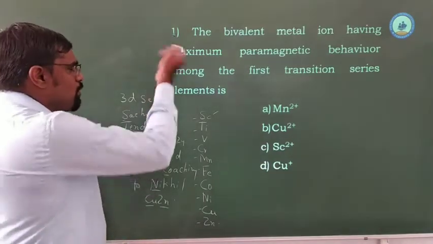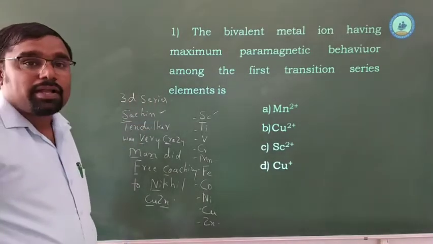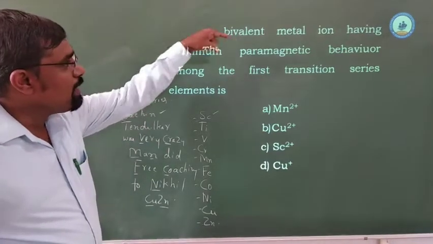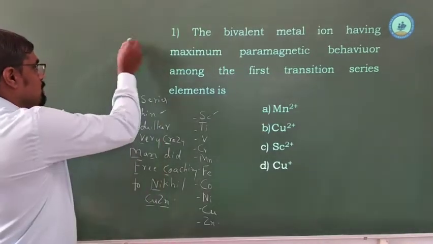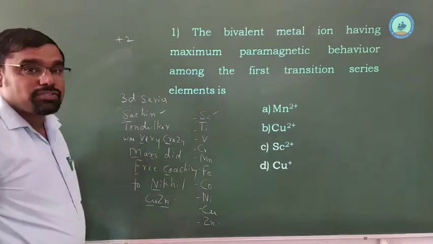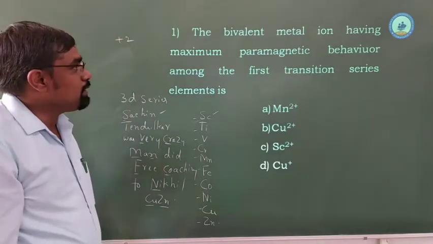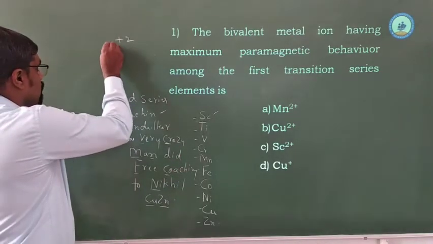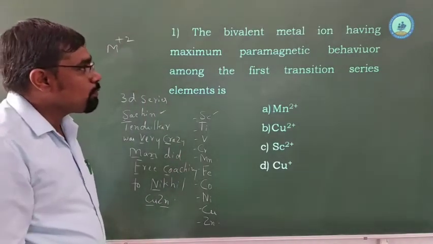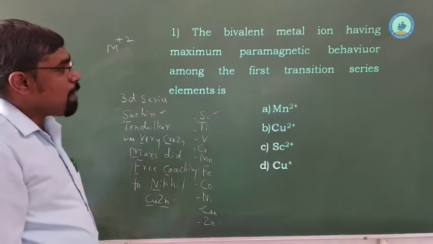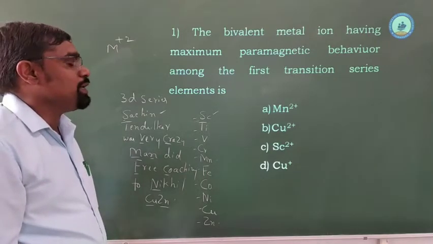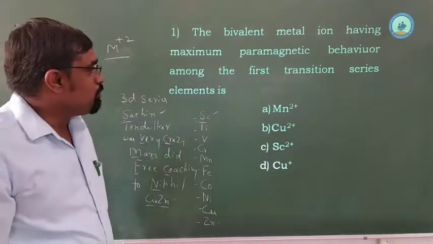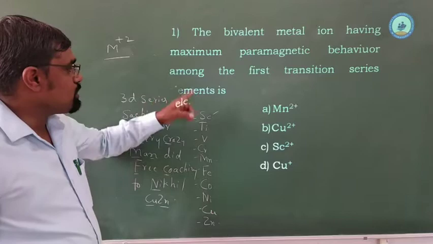Now come to the question. Bivalent metal ion. What is bivalent? That is +2 oxidation state, we can call that bivalent. So here the metal ion, M+2 we can write generally, having maximum paramagnetic behavior among the first transition series.